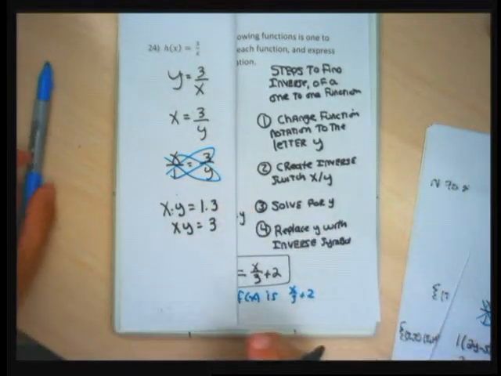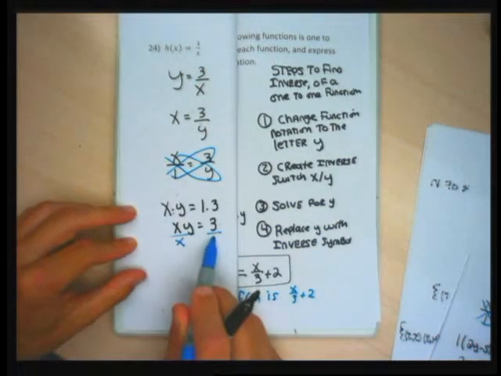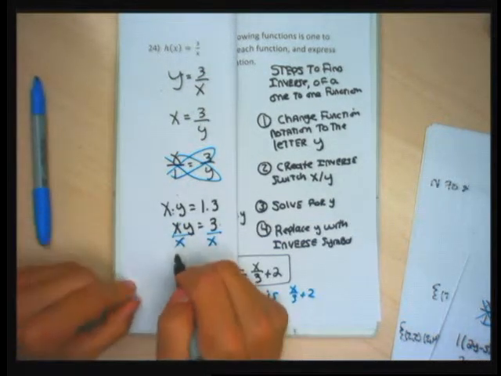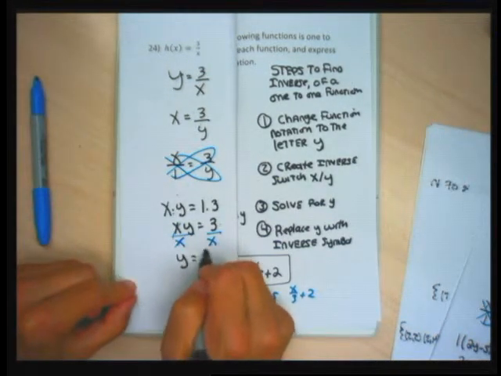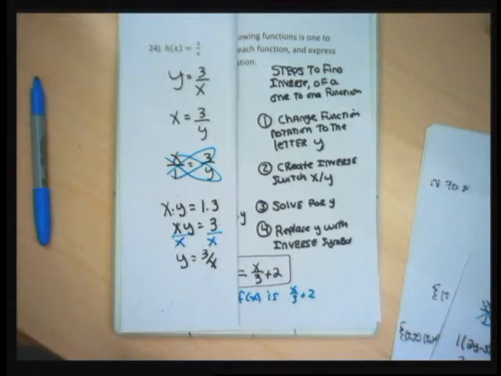I'm not solving for y if I stop here, so I divide both sides by x. On the left side, my x's cancel. I'm left with the y. On the right side, I have 3 over x. I've finished my step 3 solving for y.